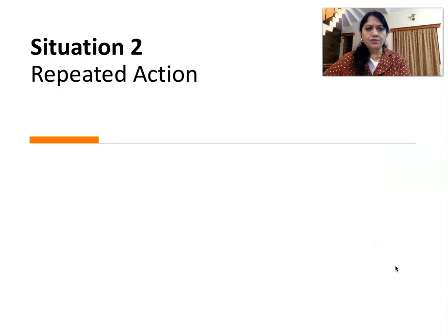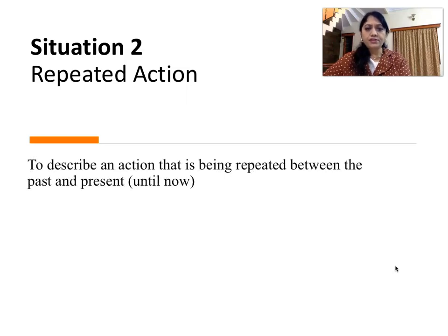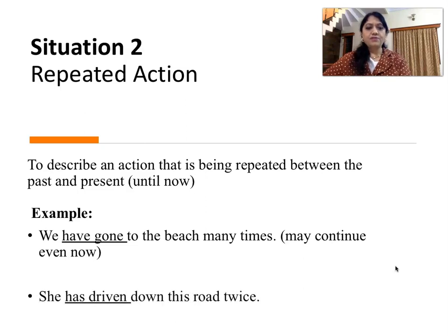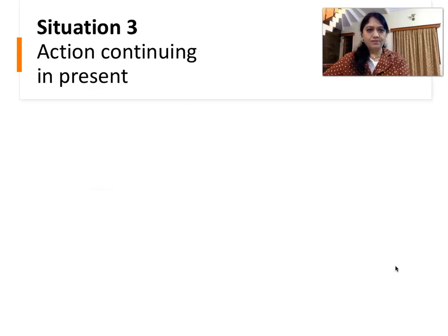Now, situation 2. I can make use of present perfect tense when I'm talking about repeated action, to describe an action that is being repeated between the past and the present until now. Let's look at these examples. We have gone to the beach many times, so the action may still continue. She has driven down this road twice. She might do it many more times.